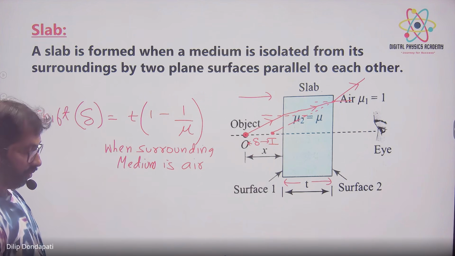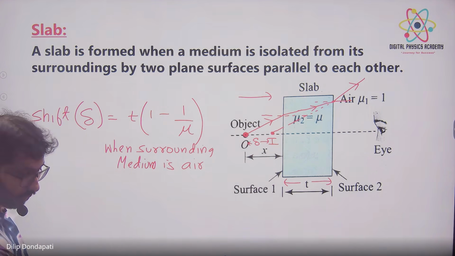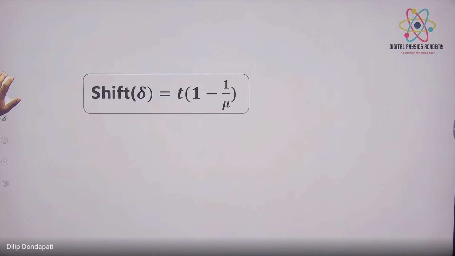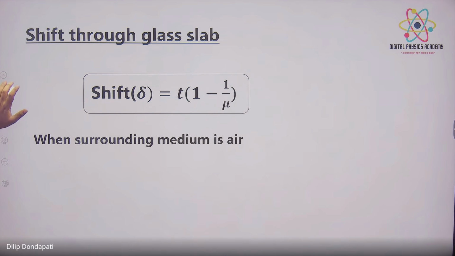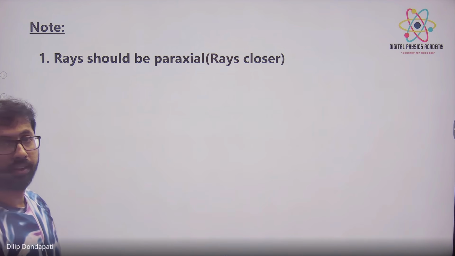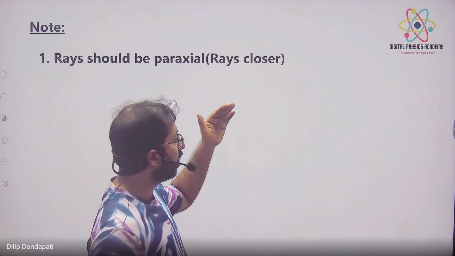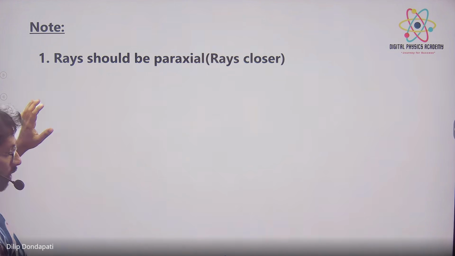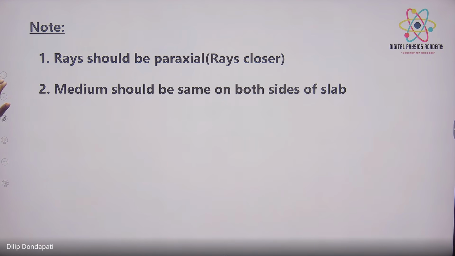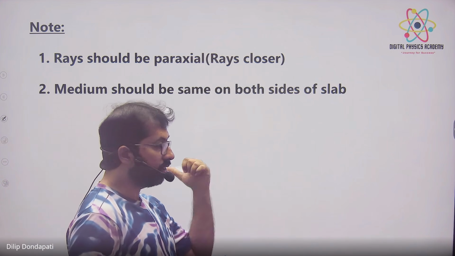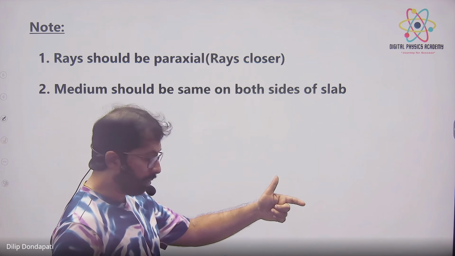Okay, now we write some important points. So the shift formula has come, right? When the surrounding is air, the rays should be paraxial. I told you paraxial means rays are close to the principal axis. Only then will all these conditions be true. And the medium should be the same on both sides of the slab.